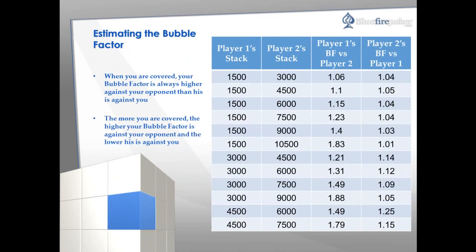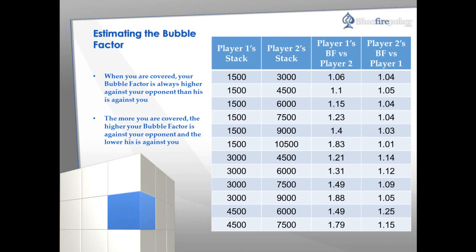Another thing we can notice is that when we are covered, when the other player that we're trying to figure out our bubble factor against has more chips than us, then our bubble factor is always higher against him than his is against us. And the more we are covered, the higher our bubble factor is against this opponent, and the lower his is against us. So if we look at a couple of these examples, like the first one where we have 1,500 and he has 3,000, well, ours is only 1.6 against him, but his is lower still at 1.04.